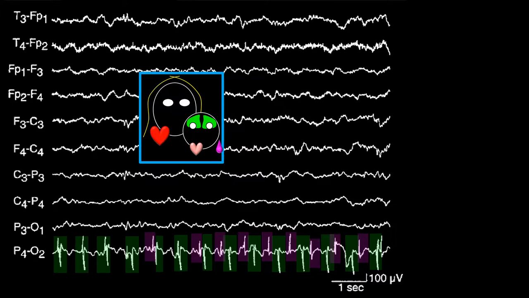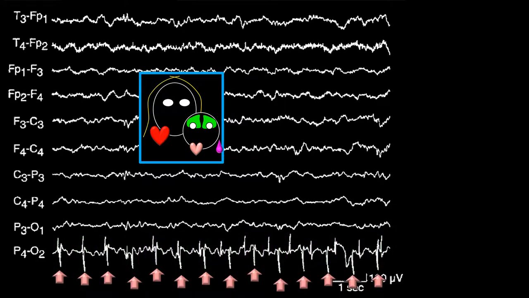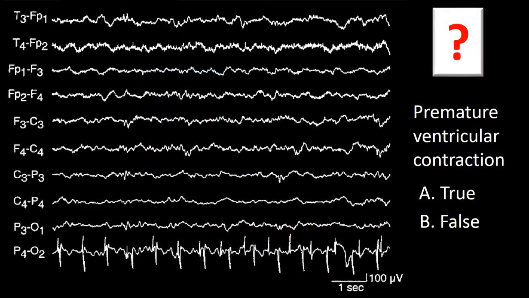These artifacts resulted from mother's face resting against O2. Thus, the P4-O2 derivation is capturing the child's heart artifact that is consistent and faster, and the mother's heart artifact that is inconsistent and slower. So the answer to this question is false.